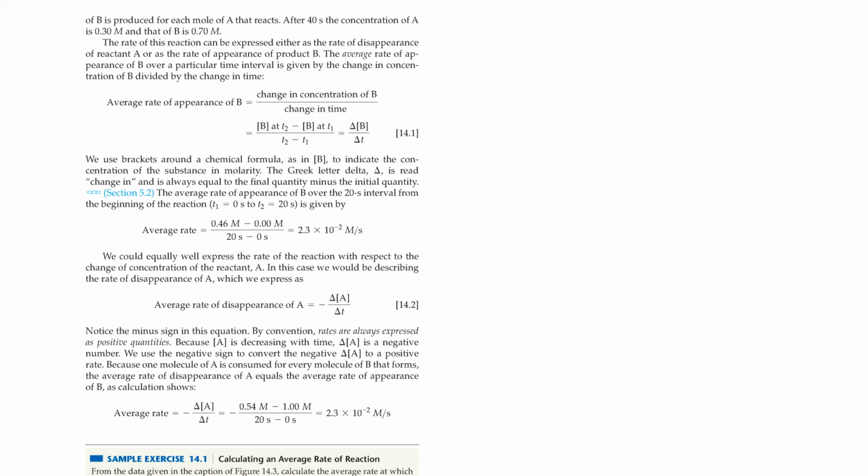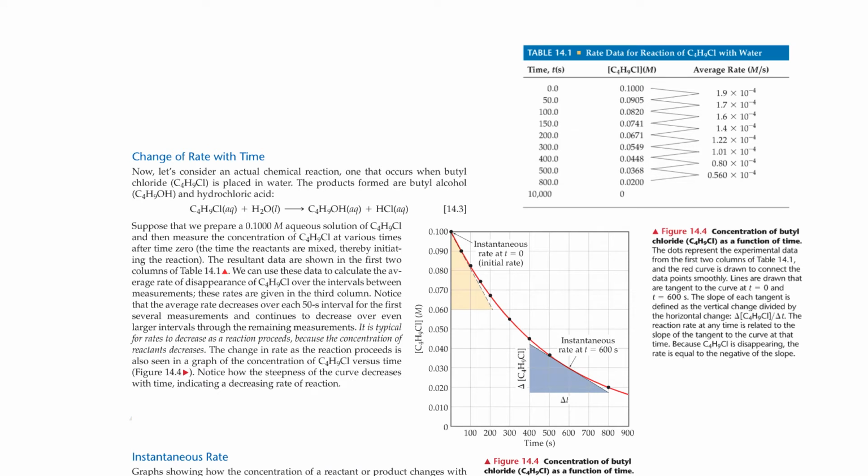Because 1 molecule of A is consumed for every molecule of B that forms, the average rate of disappearance of A equals the average rate of appearance of B, as calculation shows. Average rate equals negative change in concentration of A per change in time, equals minus (0.54 molar minus 1 molar) over (20 minus 0 seconds), equals 2.3 times 10 to the negative 2 molarity per second. Change of rate with time.